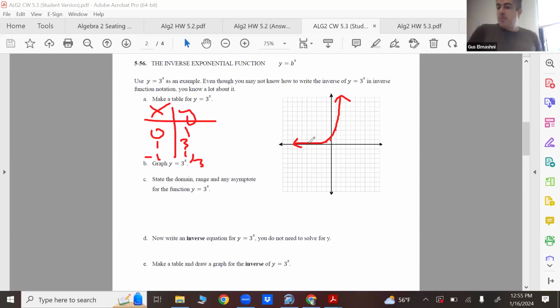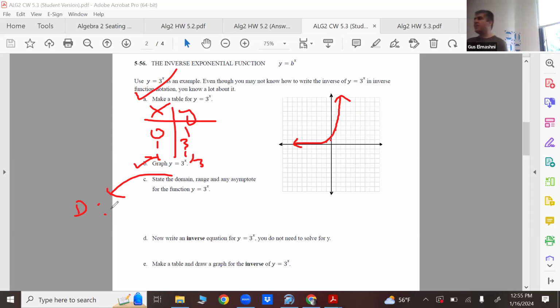Yeah, you got that. Okay. So you guys might remember that from last semester. So I've done the table. I've done the graph. The domain. Is there any restriction for the domain here? Is it all real numbers? Okay. Now, all real numbers.